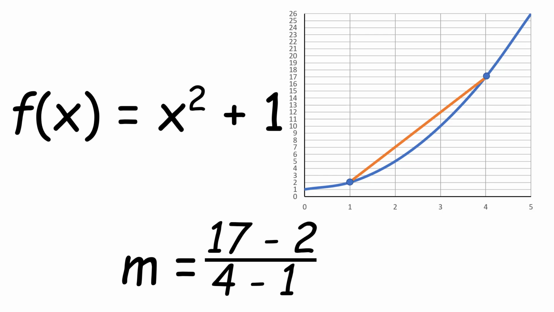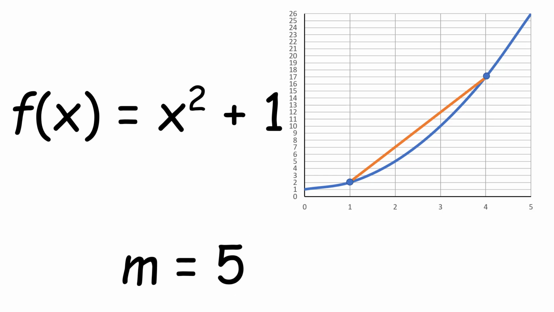In this case, our points are 4 by 17 and 1 by 2, which gives us deltas of 15 and 3. 15 divided by 3 is 5, so the average velocity between these points on the function line is 5 meters per second. And sure enough, for every x unit along the secant line, we increase y by 5.